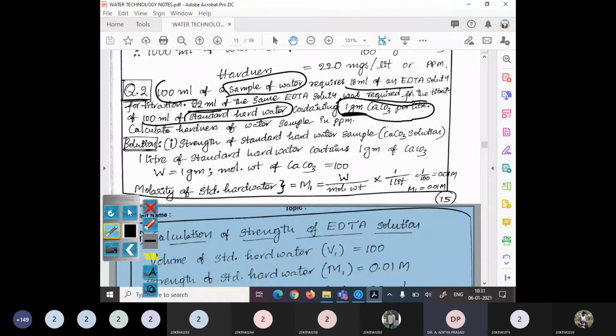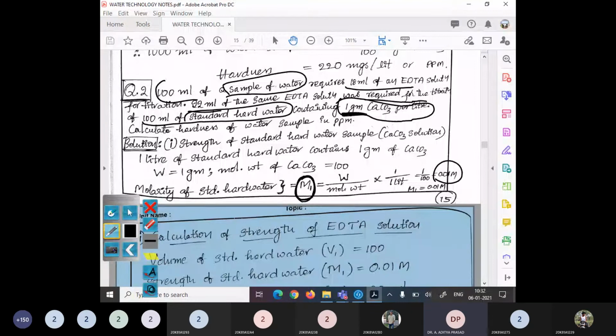How can we convert 1 gram of calcium carbonate into molarity? We will be using the molarity formula to convert grams into molarity. Molarity is weight over molecular weight into 1 by 1 liter. What do you get? 0.01 molar. 1 gram of calcium carbonate is equal to 0.01 molar. We will be considering this as M1.